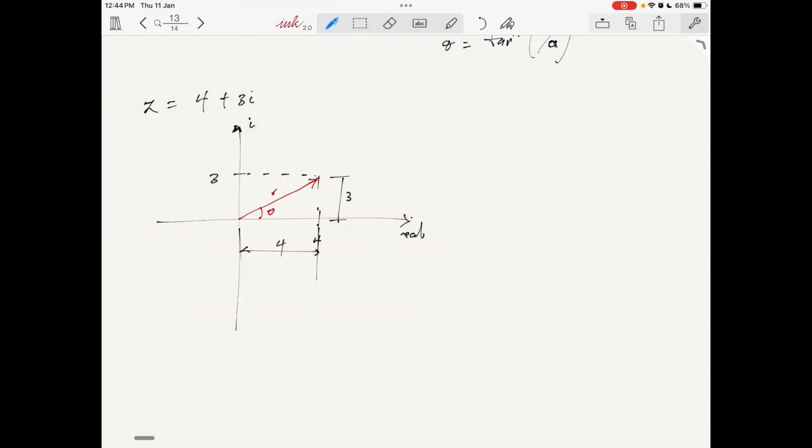So easily we can bring out the triangle, and we have 4, 3, r, and theta. After that is done, our r, according to Pythagoras' theorem, will be the square root of 3 squared plus 4 squared, or 4 squared plus 3 squared, as the case may be, which will be equal to the square root of 9 plus 16. r will be the square root of 25. So r is equal to 5.